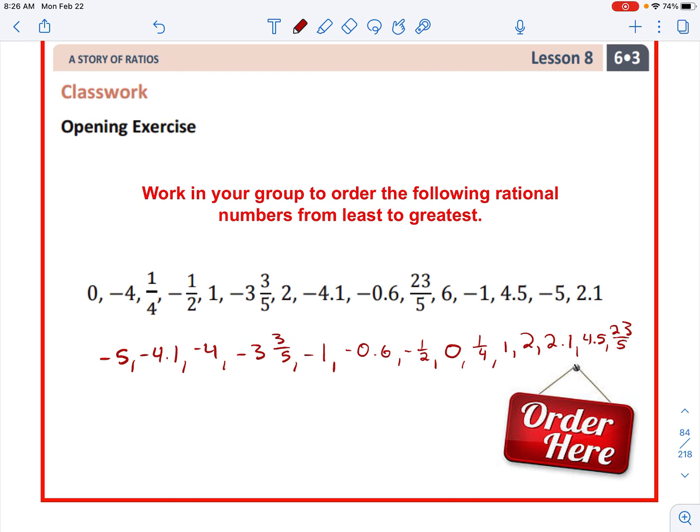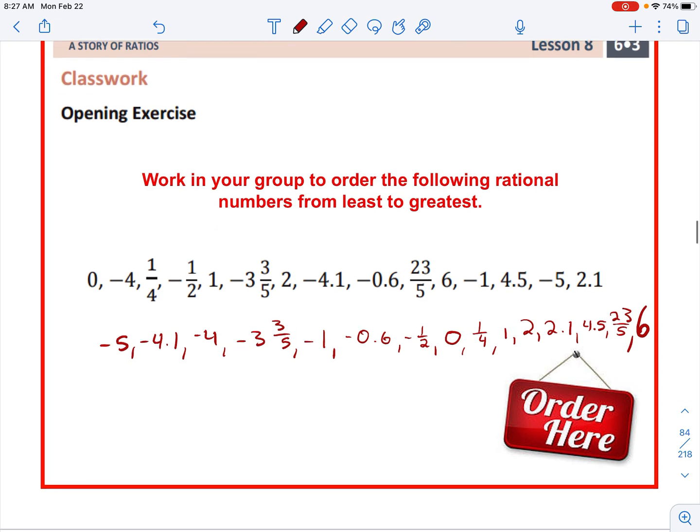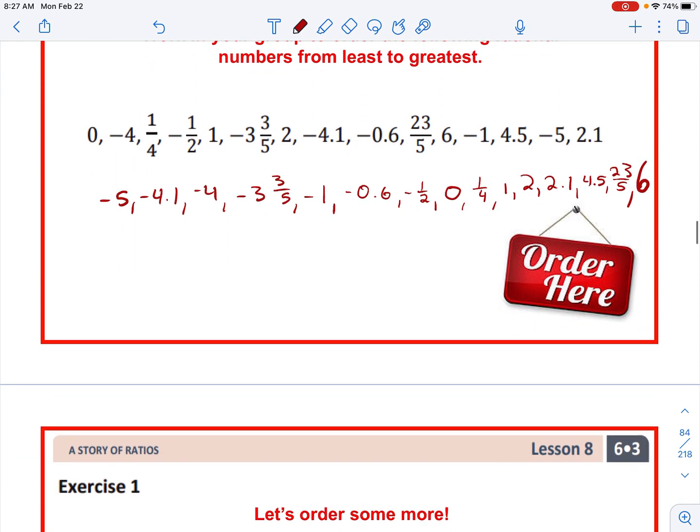23/5, which equals 4 3/5. Okay, so that's over half. And then the last one is 6. Okay, the biggest number is 6. So check your work, make sure you had these correct. If not, change it.